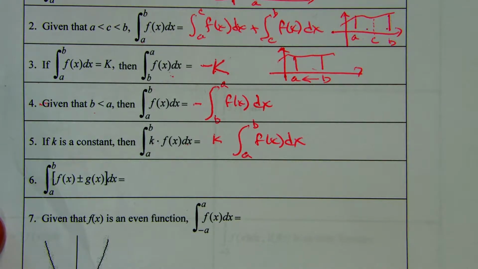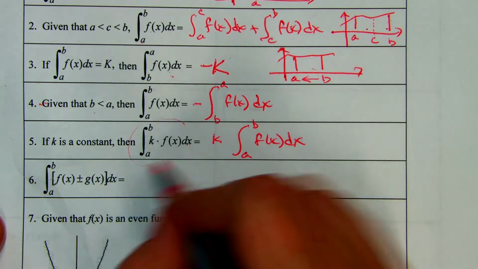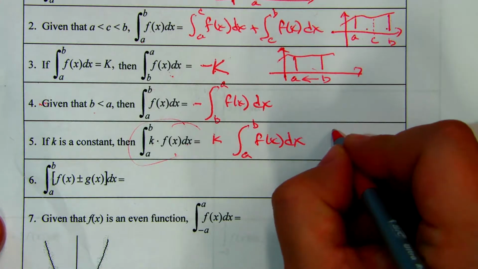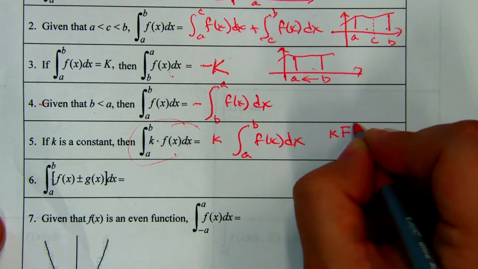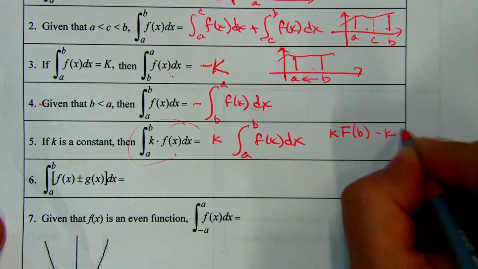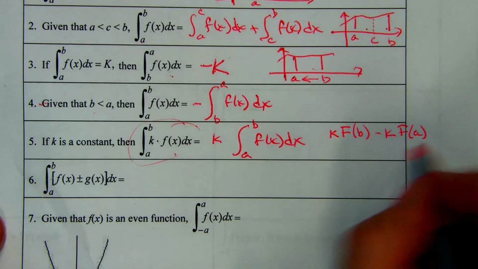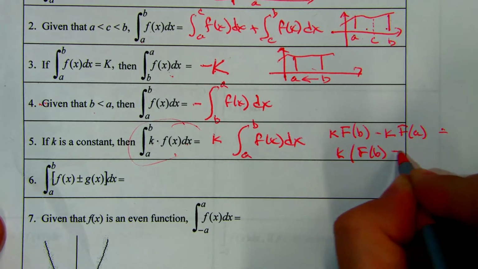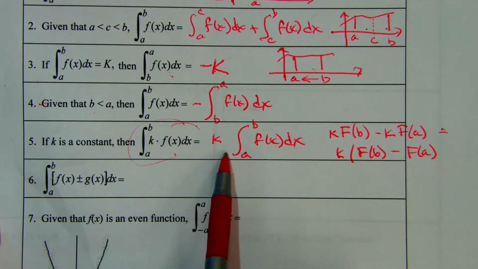And you can understand why that would be if you imagine this thing here, the k times f of x dx. According to the fundamental theorem of calculus, that's going to equal k times big F at b minus k times big F at a. Well, that's also equal to k times big F of b minus big F of a, which is the same thing as what we have right here.